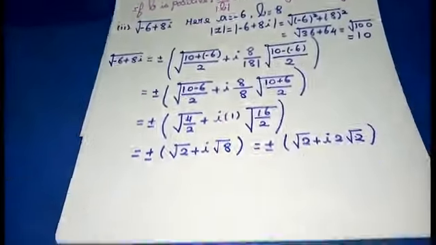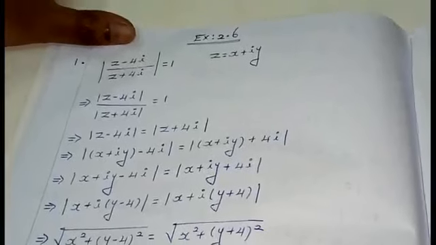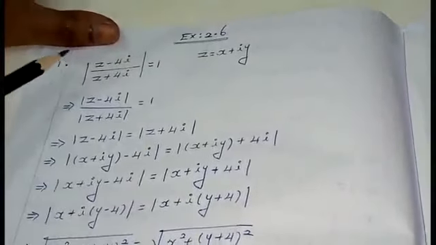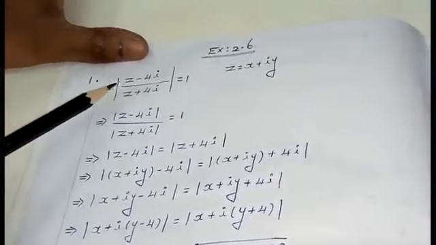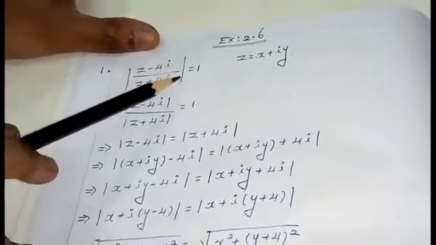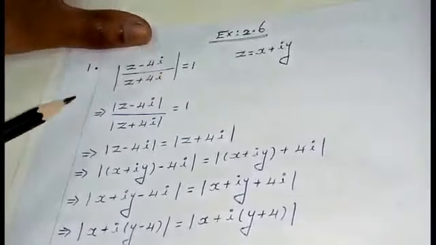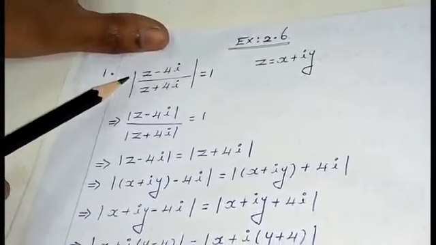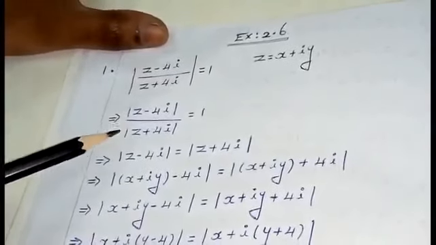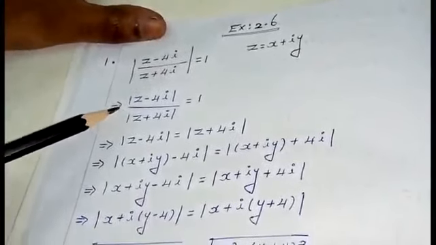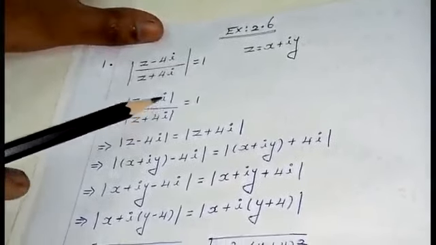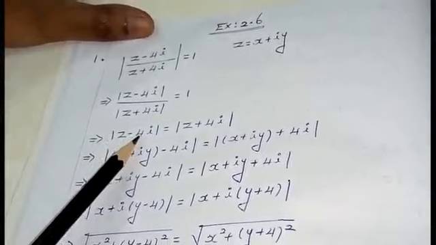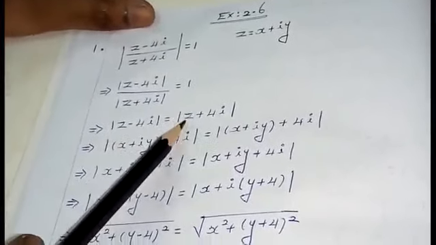Exercise 2.6, first sum. What is the question given here? Modulus of z minus 4i divided by z plus 4i equal to 1. Just see the calculation, student. First what I am going to do is, I am going to split the modulus separately for numerator and denominator according to the property. After splitting, I am cross multiplying the term. So what is the value I am getting here? Modulus of z minus 4i equal to modulus of z plus 4i.